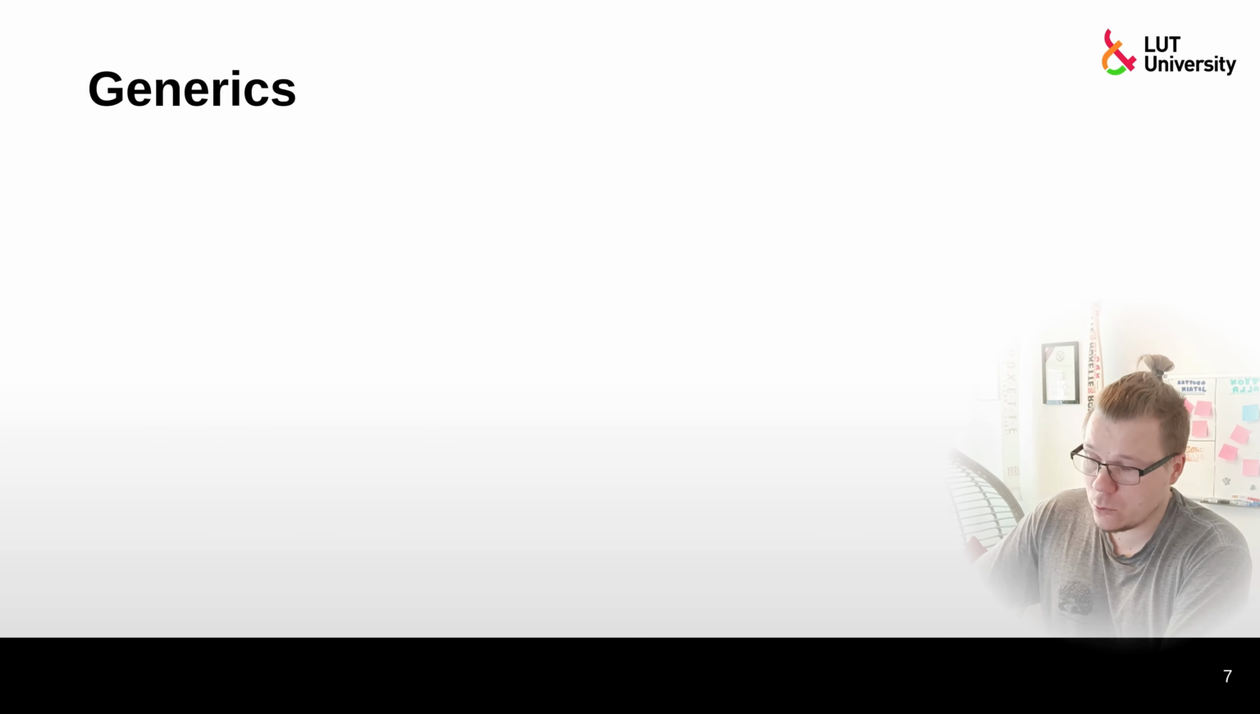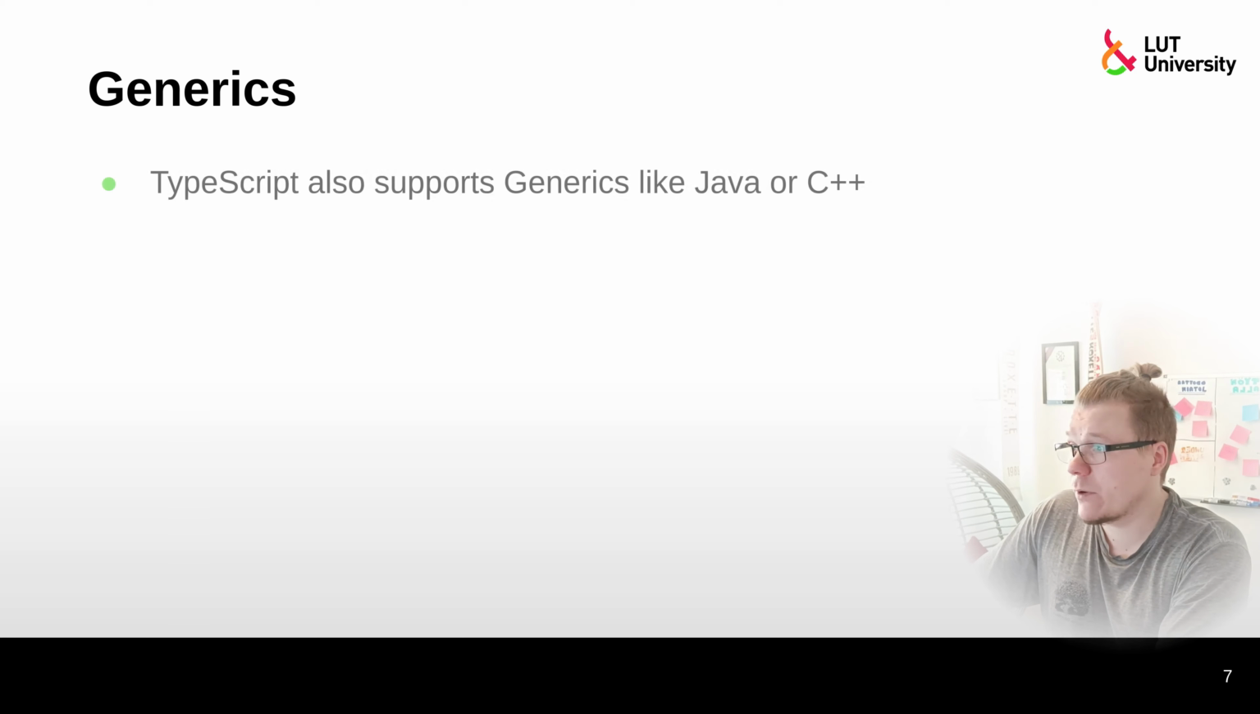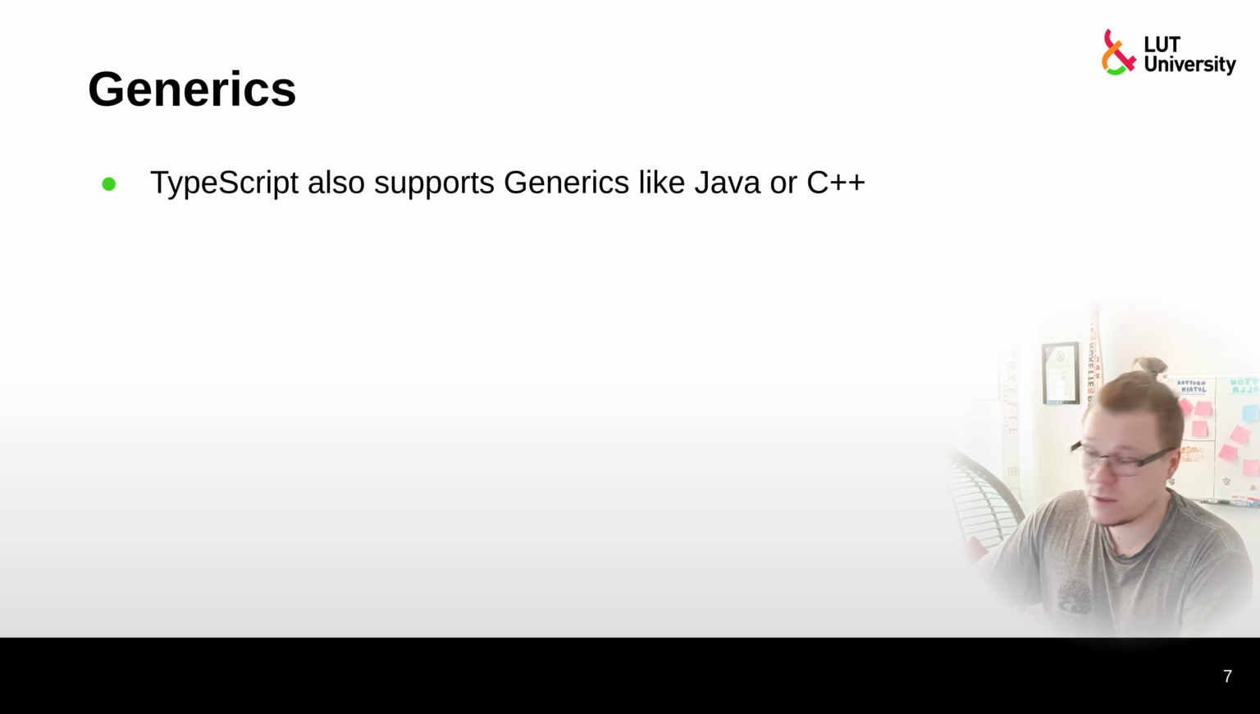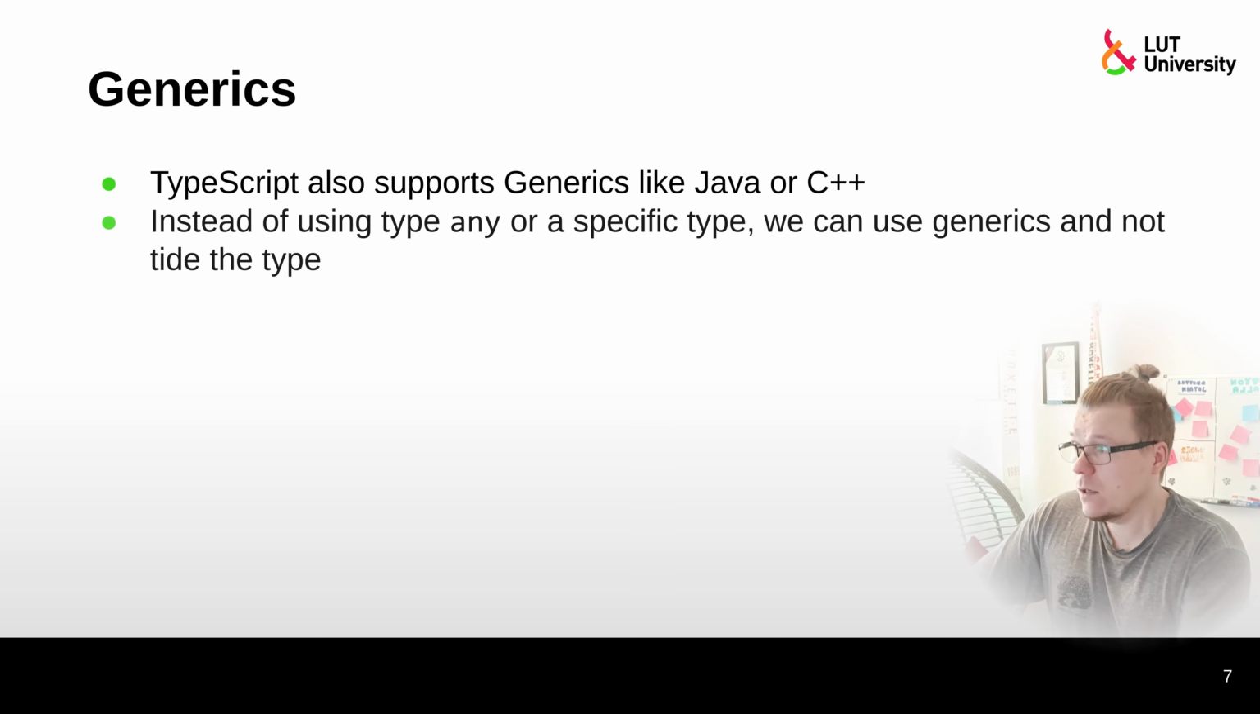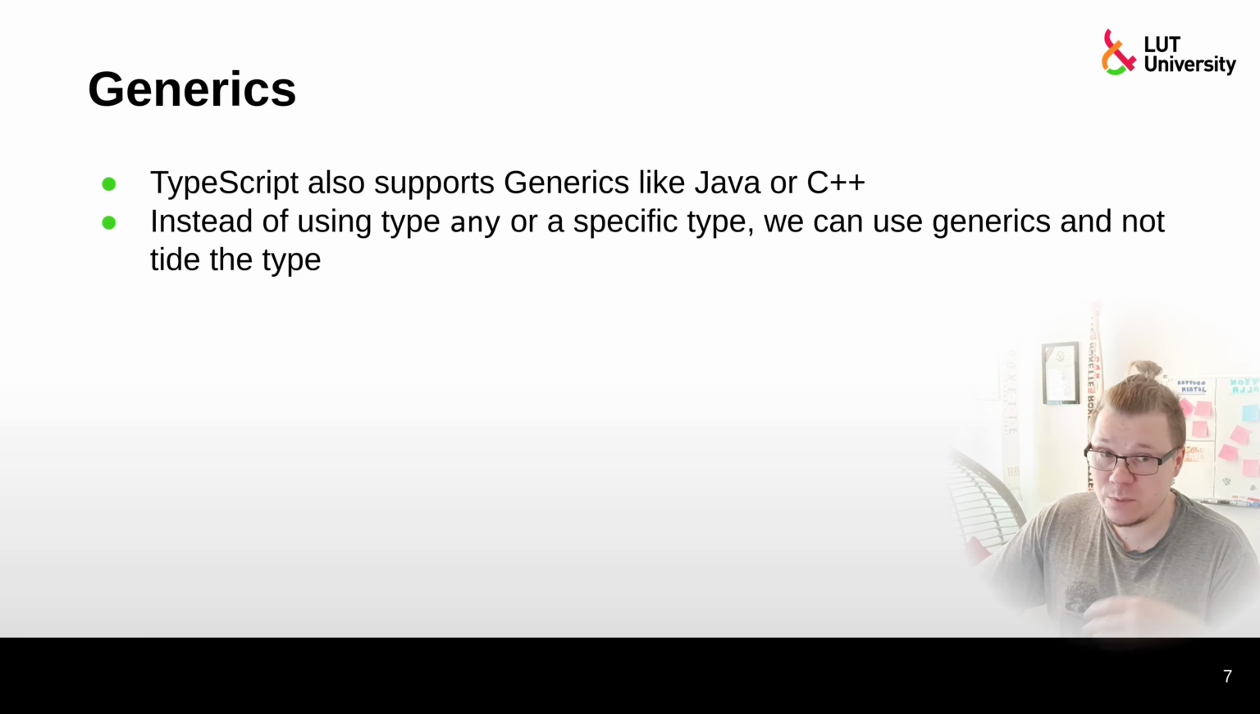And generics is also a new thing in TypeScript compared to JavaScript. It's a very much used thing in Java. In C++, you also pretty much use generic code. If you, for example, are using ArrayList in Java, then you are defining that this ArrayList is using int type or float type or object or a string type or whatever. So instead of using type any, which means there can be anything, or a specific type like number or string, we can use generics and not tie the actual type.